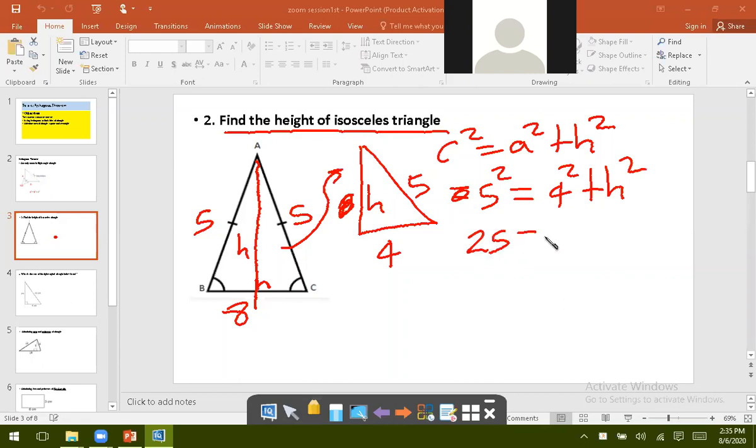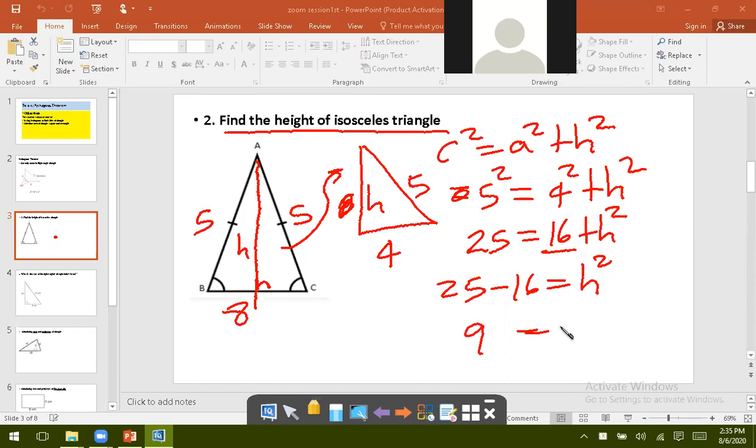So you bring the positive 16 to the other side, it becomes negative 16, and leave the h squared alone. So 25 minus 16 is 9 equals h squared. Then we take the square root, so the square root of 9 is 3. So h equals 3, thus your height is 3. So height for this one is 3. Let's move on to another example.